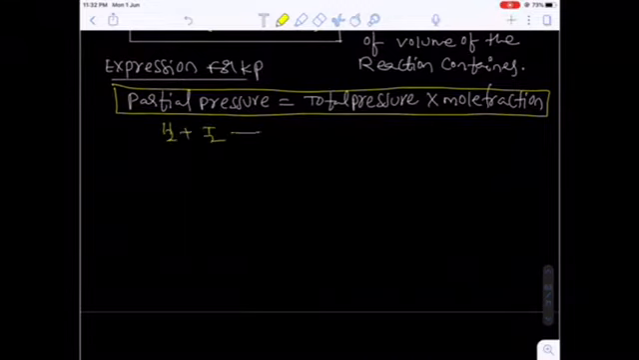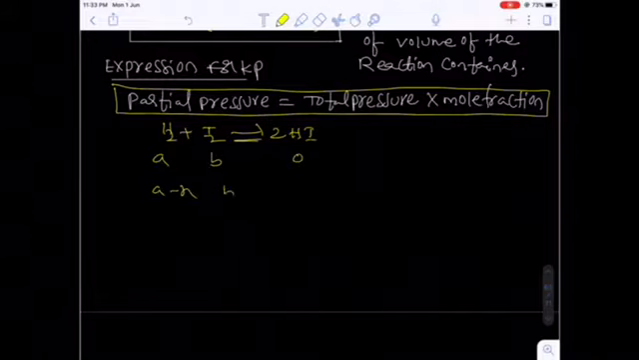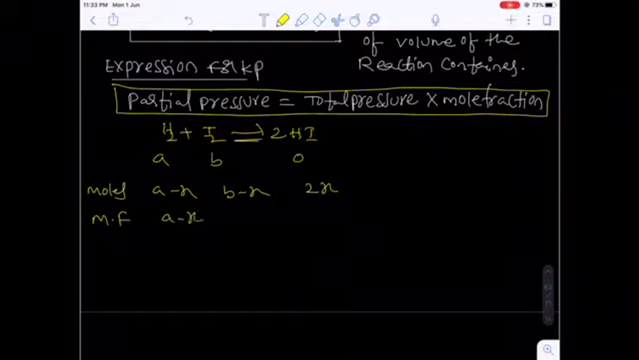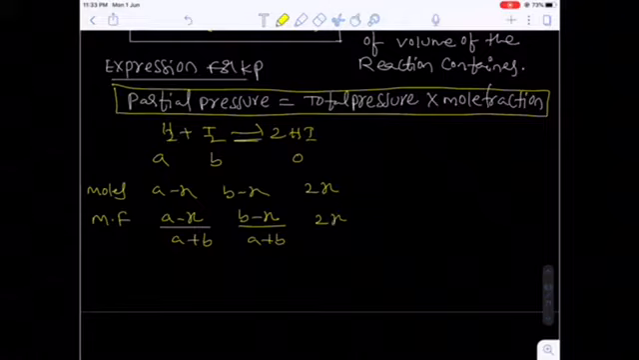Okay, now again I am writing the equation H2 plus I2 equilibrium 2HI. Initially A moles, B moles, here 0 moles. At equilibrium A minus x, B minus x, here 2x. This is the moles. Now I am calculating the mole fraction. How to calculate the mole fraction? Given moles upon total moles. What is the total moles at equilibrium? A plus B. Given moles upon total moles will be the mole fraction.